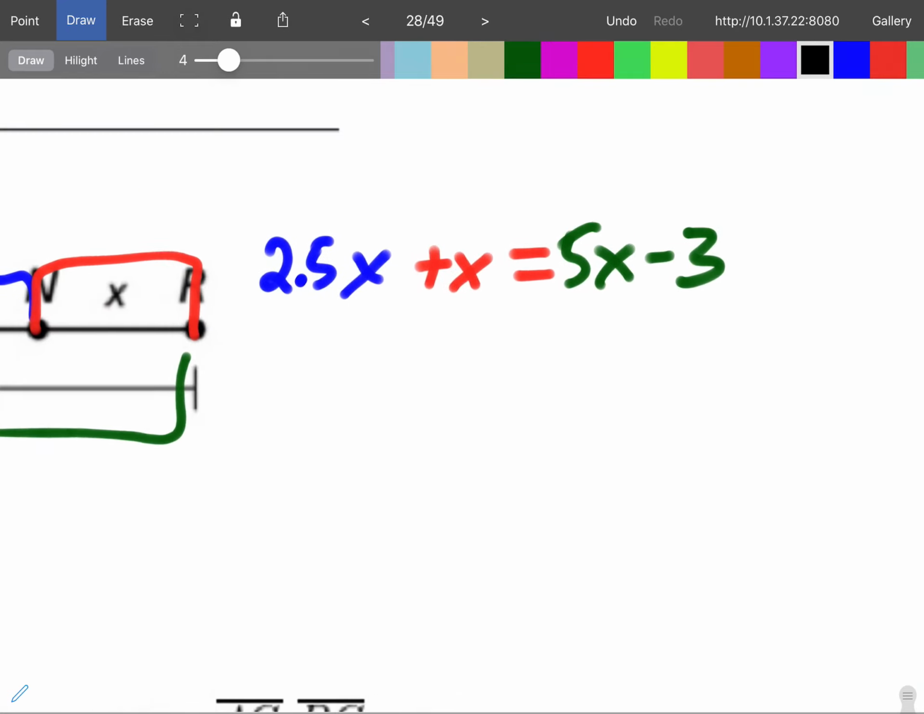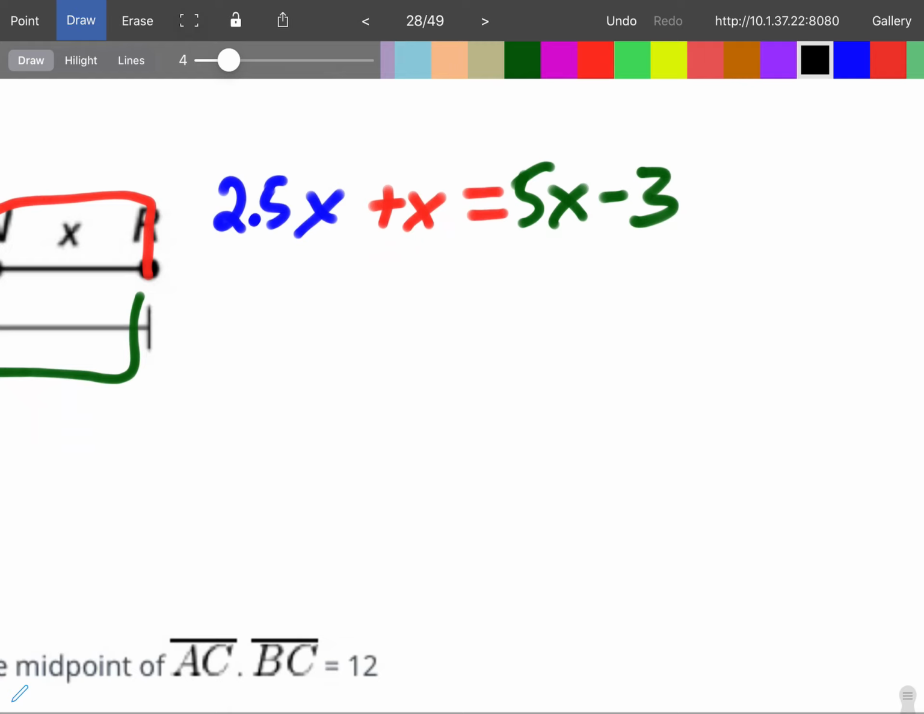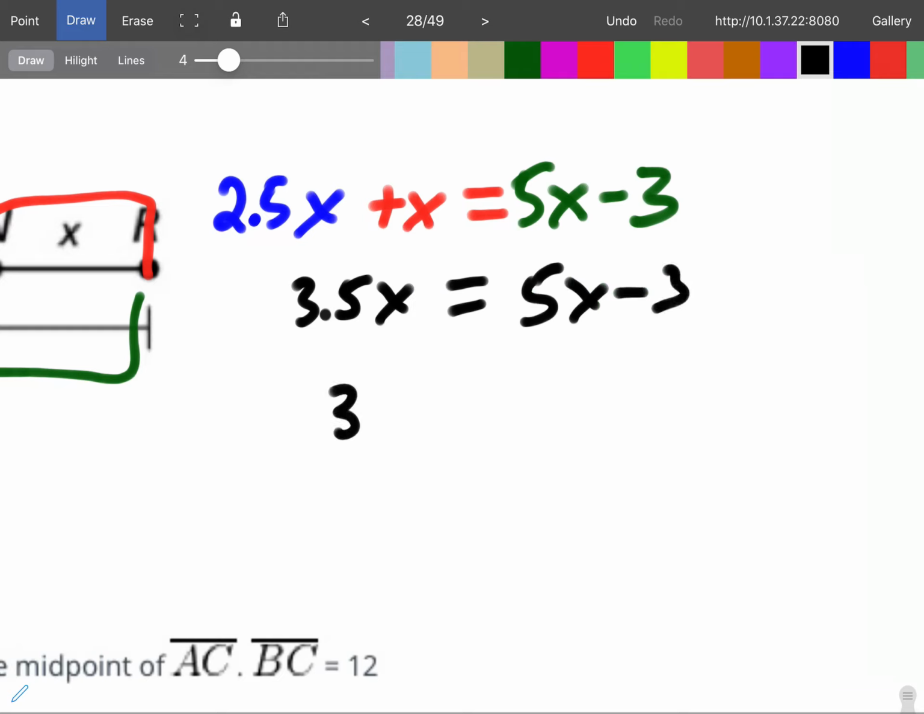This goes back to algebra, just some solving equation skills. We would combine like terms, we would move the numbers over here and move the variables over there. And if we divide by 1.5, we might get 2 for x.